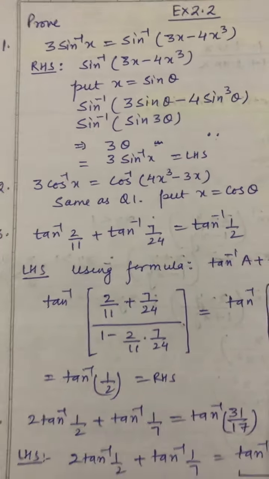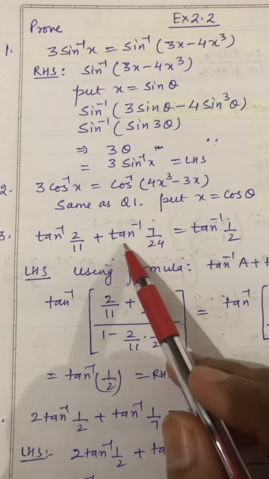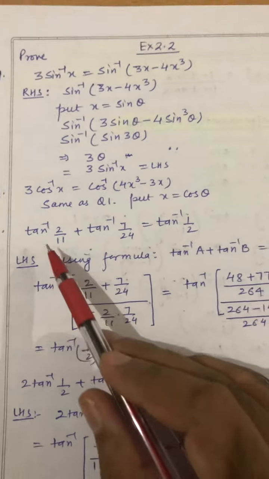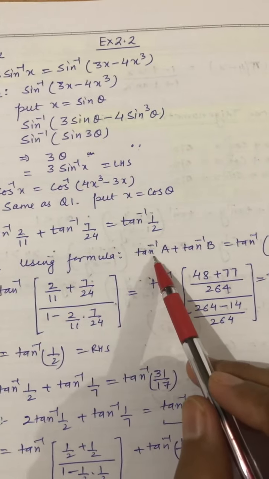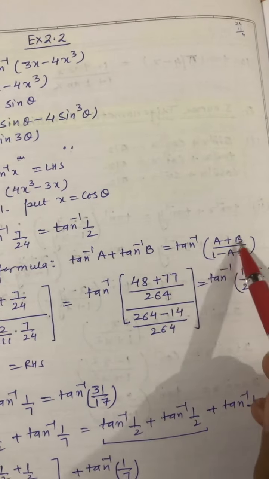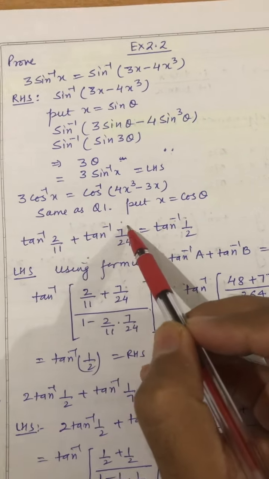Now moving on to question number 3, this is a direct formula based question. tan⁻¹(2/11) + tan⁻¹(7/24) = tan⁻¹(1/2). So now, on the left hand side, using the formula tan⁻¹A + tan⁻¹B, which is equal to tan⁻¹((A + B)/(1 − AB)). So this is A and this is B.